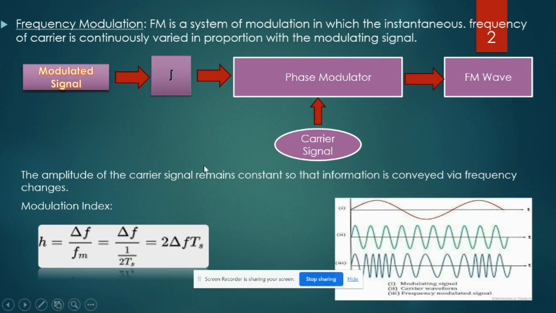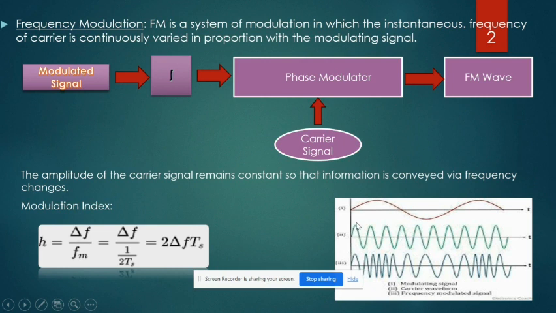Now, for an FM transmitter, we have to know FM and transmitter both. FM is frequency modulation. FM is a system of modulation in which the instantaneous frequency of the carrier is continuously varied in proportion with the modulating signal. Means the carrier signal frequency is continuously varied with the modulating signal.